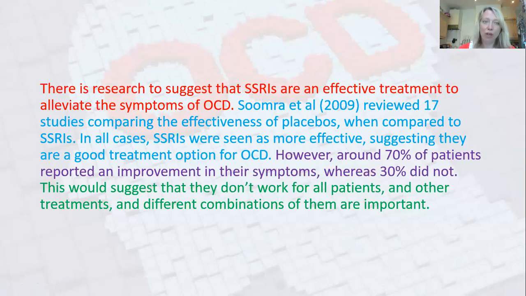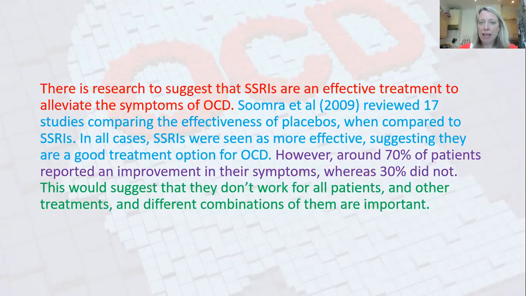So I started off by making a really clear point that suggests that actually there is research that suggests that SSRIs are an effective treatment to alleviate the symptoms of OCD. So I'm starting obviously with the strength of this biological approach to treating OCD. Here's my evidence. So I'm remembering that Sumra study that we talked about earlier.